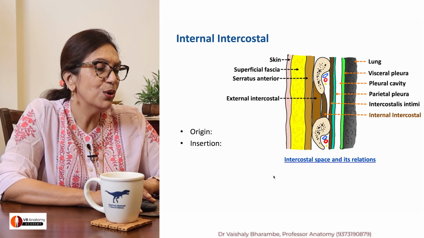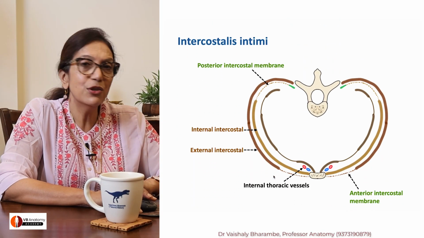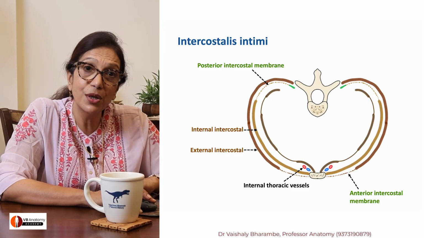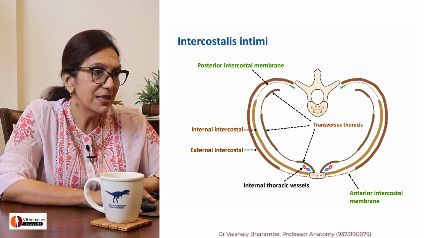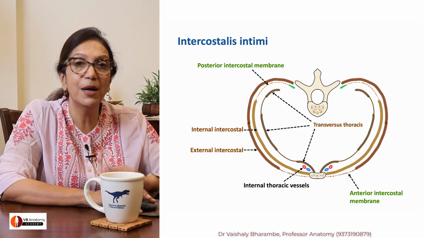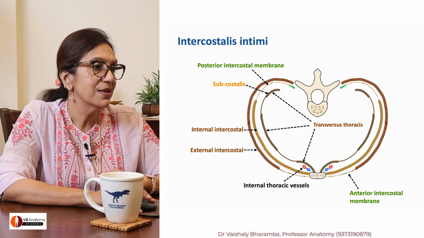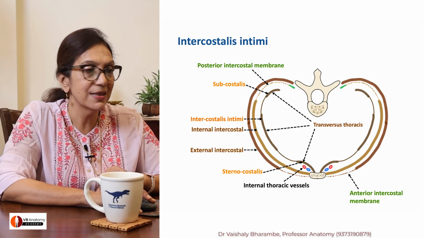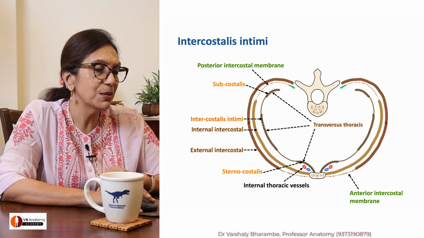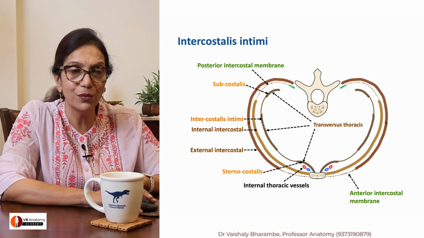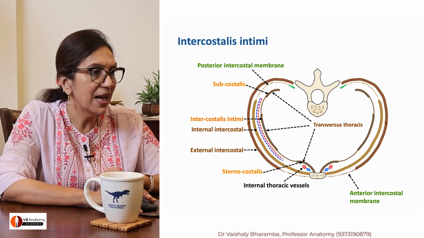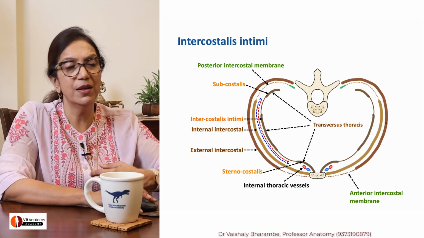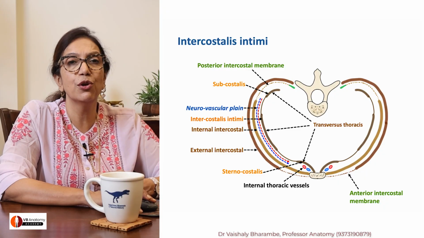So let's talk about the last muscle, the intercostalis intimi. Again, using your own diagram. This is transversus thoracis, made up of three muscles: subcostalis, intercostalis intimi, sternocostalis. It is the intercostalis intimi here which we want to focus on. Between this and the internal intercostal, blood vessels and nerves travel, creating a neurovascular plane.